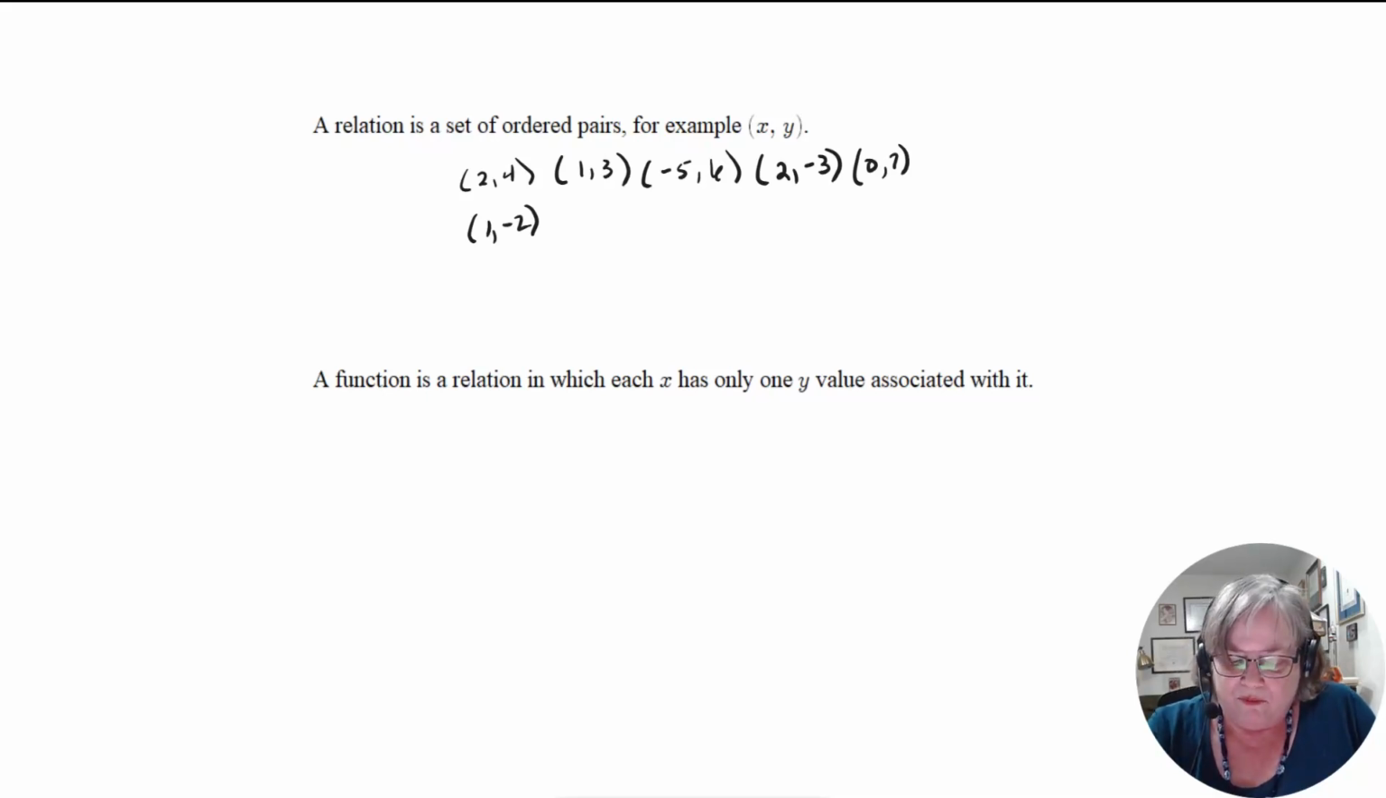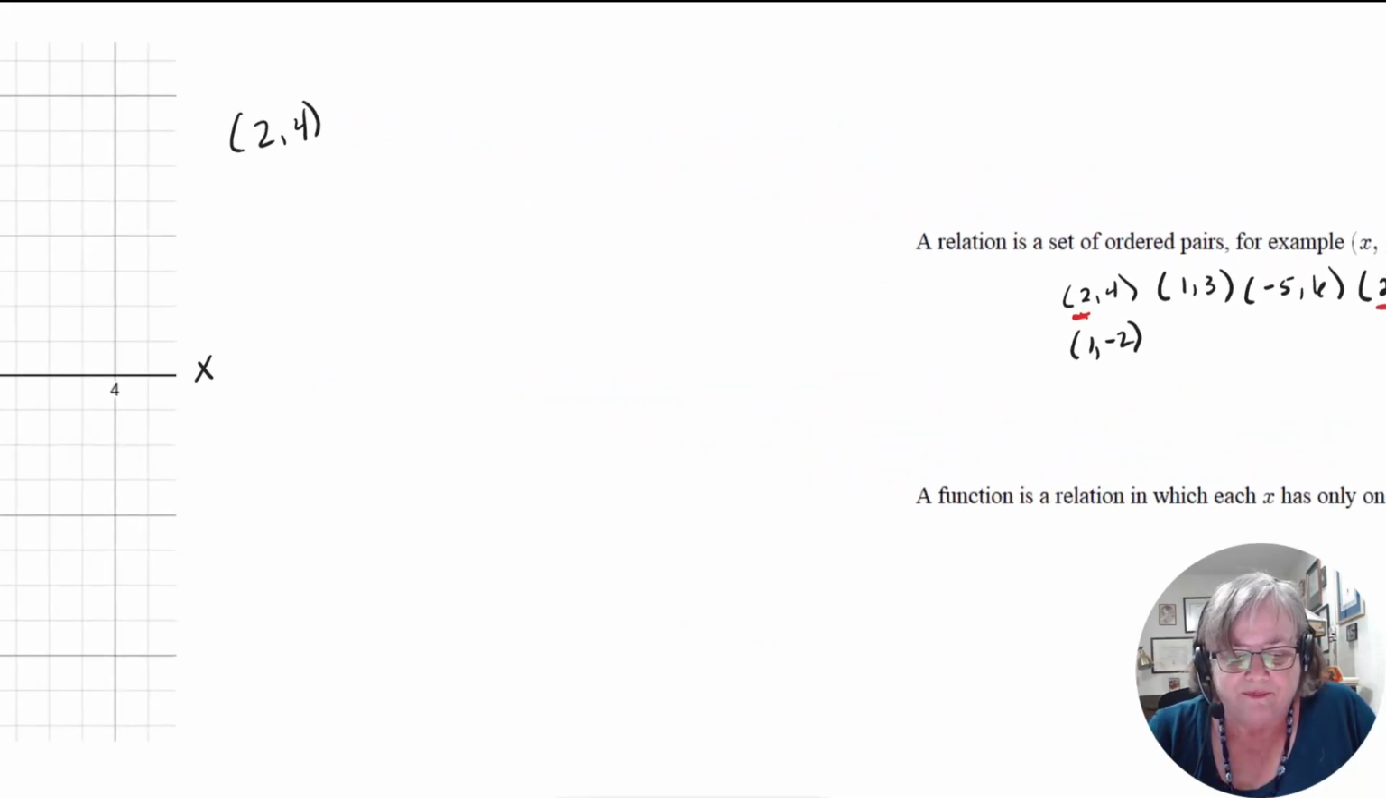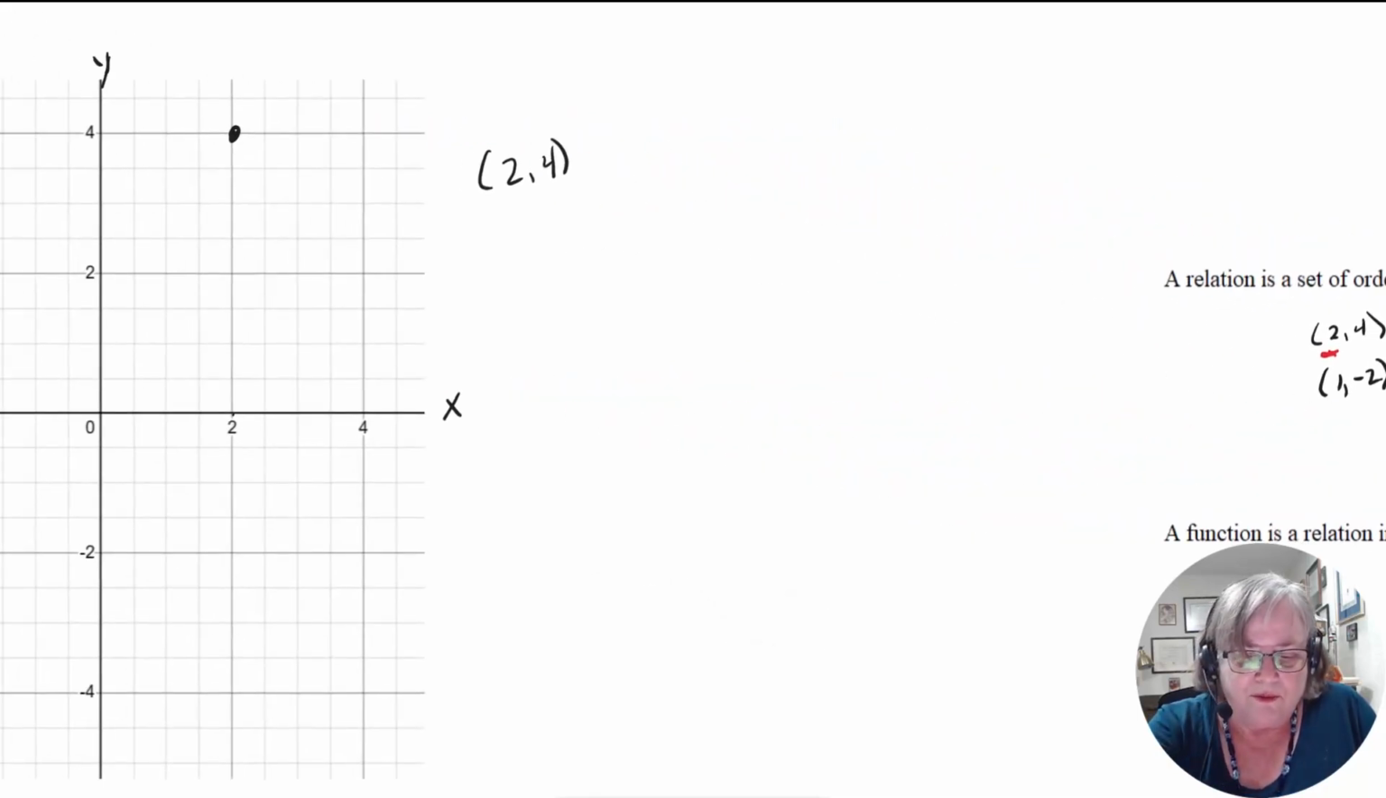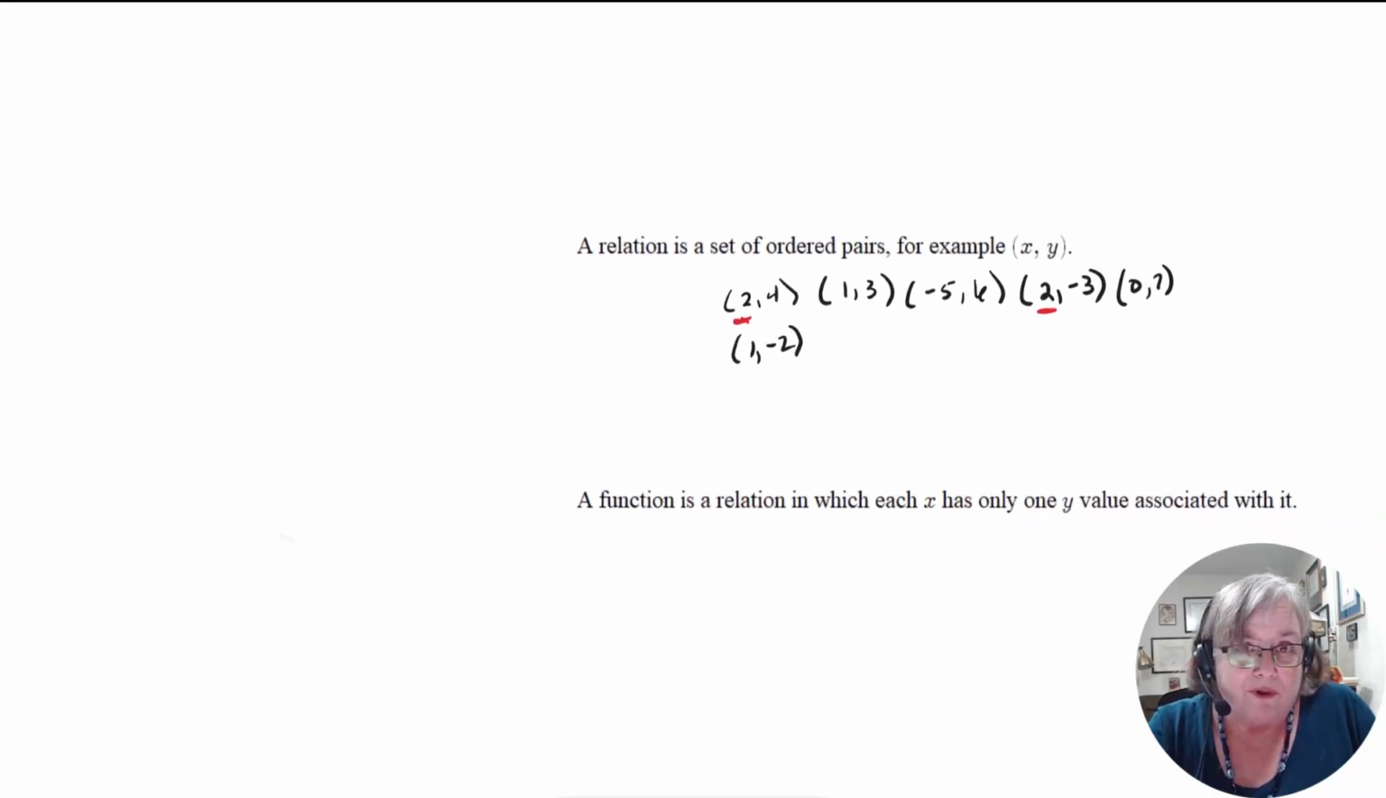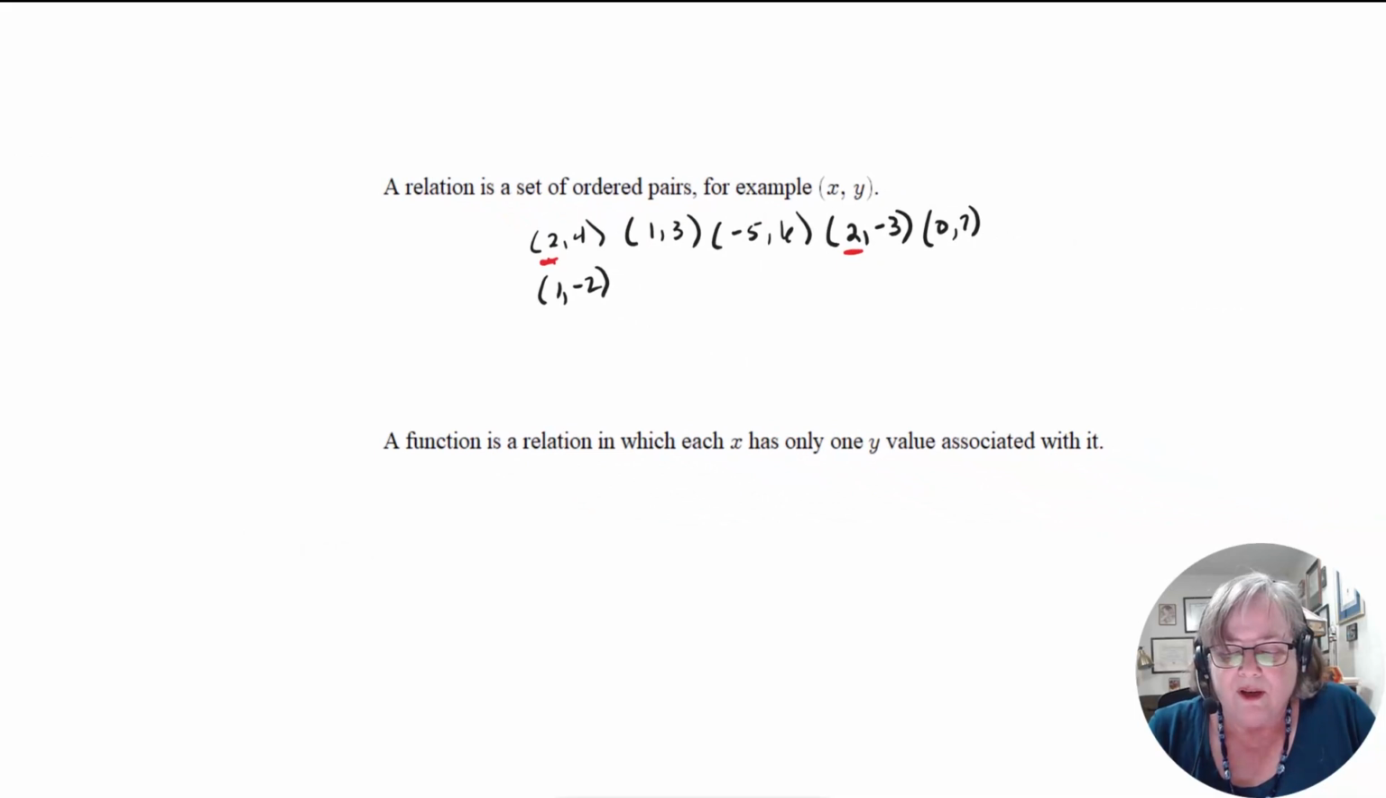So do you see how right here, here's an x of 2 which has a value of 4, but over here is an x of 2 which has a value of negative 3. Okay, so if we plotted those, we would have this (2, 4), and this (2, -3). And do you see how they're above each other? So this x has two y's, this y and this y. And that makes it not a function. Okay, so a function is a relationship in which each x has only one y.